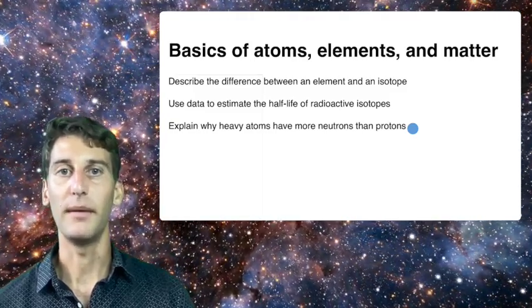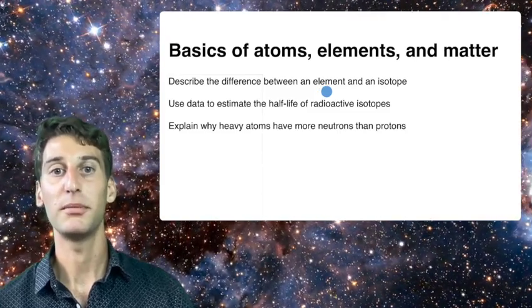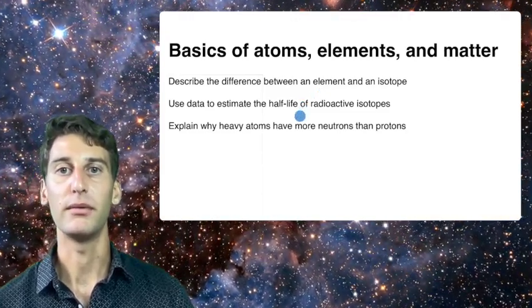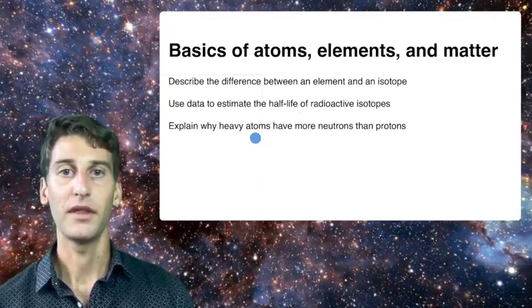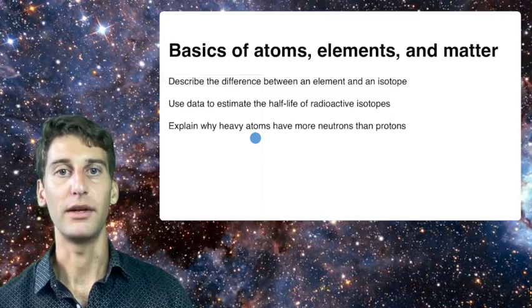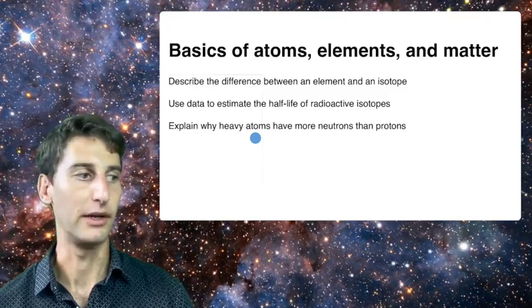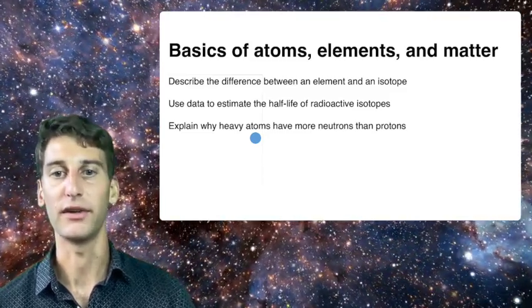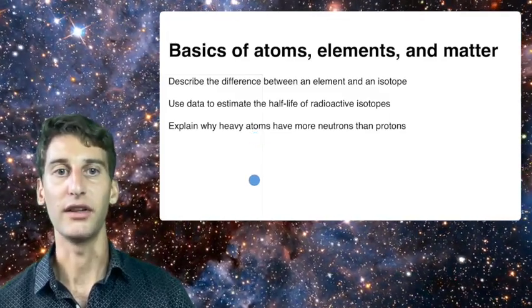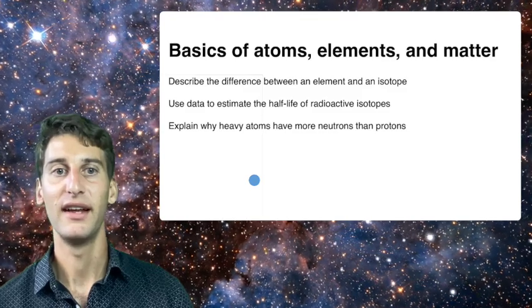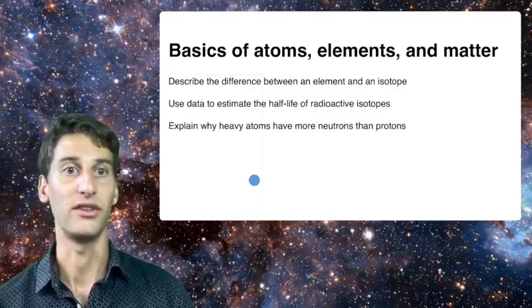Okay, so just to wrap up the important points of this video, we talked about the difference between an element and an isotope, and we talked about how to measure the half-life of radioactive isotopes if we have a bit of data. We also looked into the fact that heavy elements tend to have more neutrons than protons, and that's a common feature of all matter in the universe, as seen through the table of the isotopes. So next, we're going to look at the formation of the elements and how this sets up the initial conditions for our planet and our oceans and life on Earth.